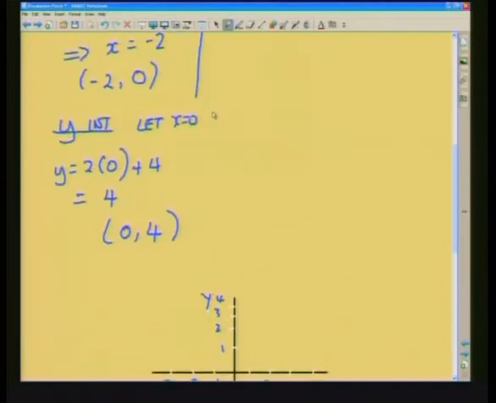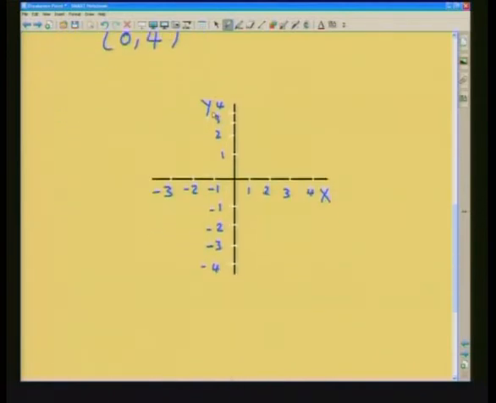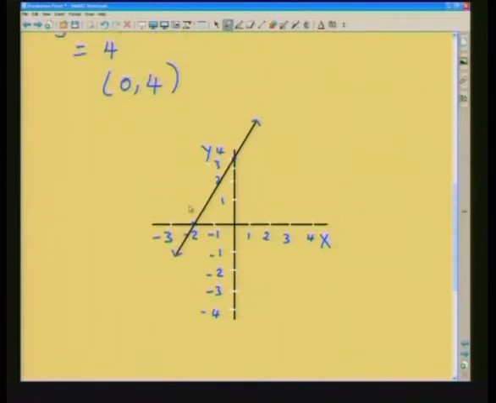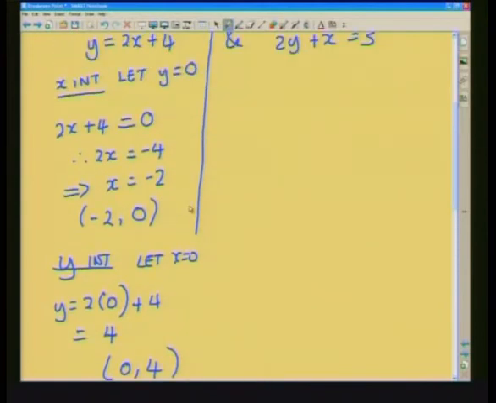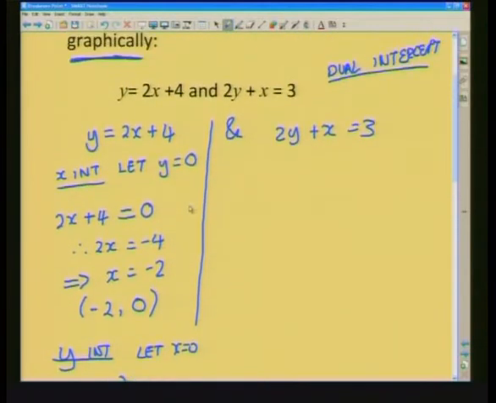So the first thing we've got to plot is a y-intercept of 4. So on my y-axis, I find the point 4, make a dot. And then on the x-axis, the x-intercept was minus 2, so I make a dot at minus 2. And then we simply have to join those two points together to get our straight line. All right, and that's the line of y is equal to 2x plus 4. We can see that the slope is positive, which means it is going in the right direction. So we've plotted that one already.